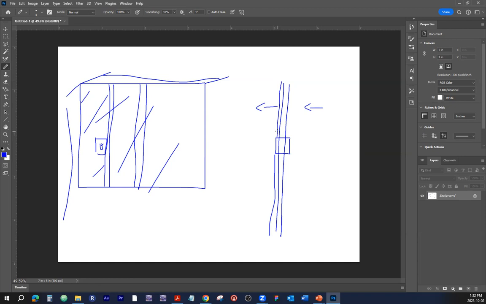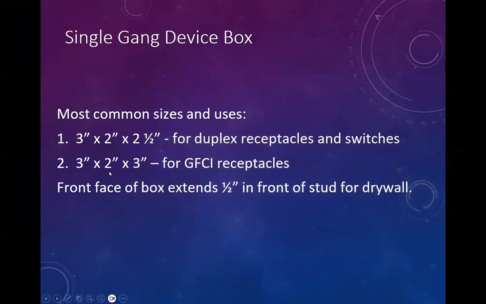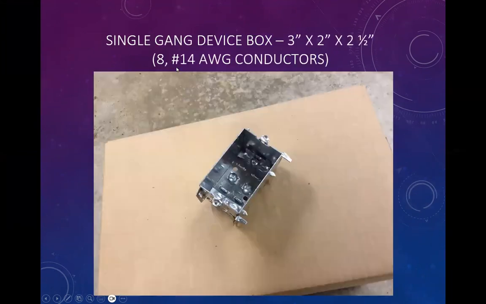the drywall is 1/2 inch thick. So that means that the front of the electrical box is going to be nice and flush with the surface of the drywall. So that's basically what that means here. The front face of the box extends 1/2 inch in front of the stud for drywall. Now, if you look at this box here, you can see two nipples sticking out right here. They are 1/2 inch from the face of the box.